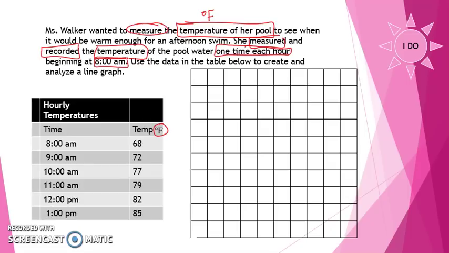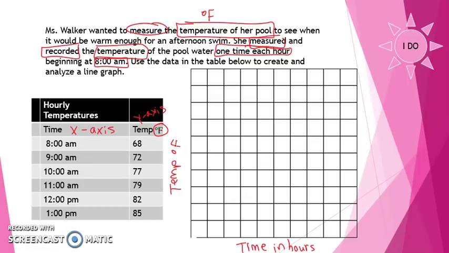We know that the time is going to be the x coordinates, and they're going to be on the x-axis. So over here we're going to have time in hours, because they're in hour increments. And then over on the y-axis, these are our y coordinates, and we are going to have temperature. I'm just going to put temp for short, and we're measuring in degrees Fahrenheit.